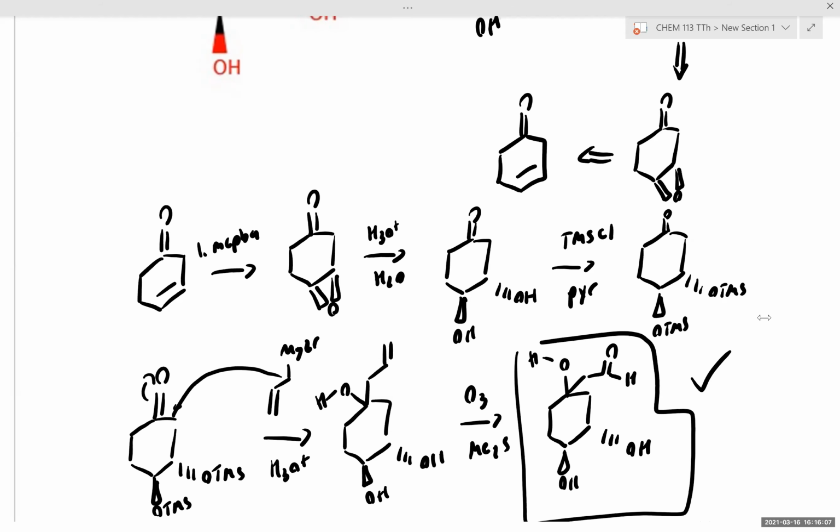And for those who say, why can't we carry through the alkene? You'd run into chemoselectivity issues because you'd have two alkenes and the alkenes would both react and you wouldn't be able to get the desired product. Does that make sense?